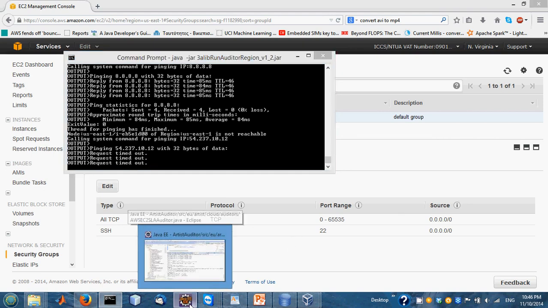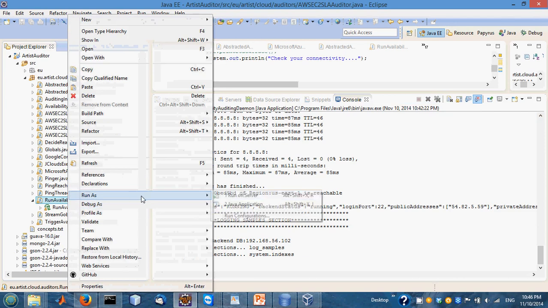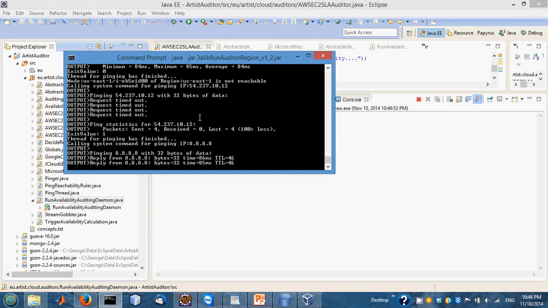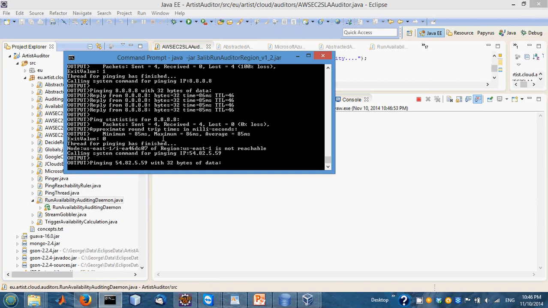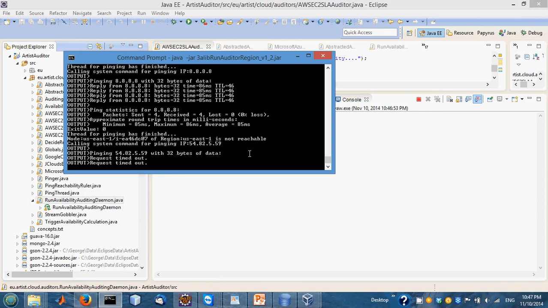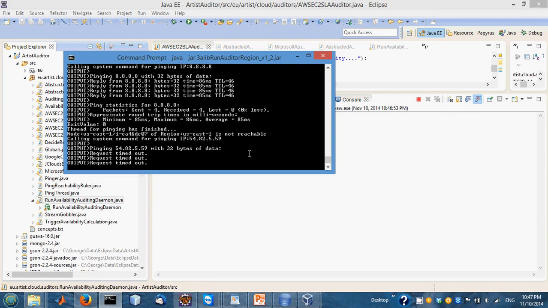Let's check also from the Eclipse environment, but we should get the same answer. We check Google DNS again, it is reachable, and we check the third virtual machine, which again times out due to the fact that we have disabled ICMP traffic. This will show that all the VMs are unreachable, so the overall sample is unreachable.